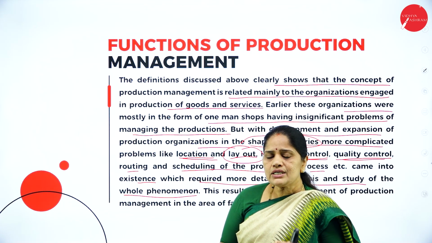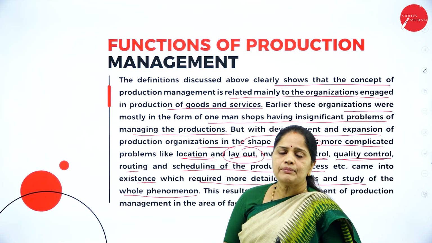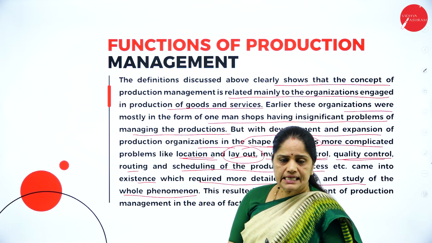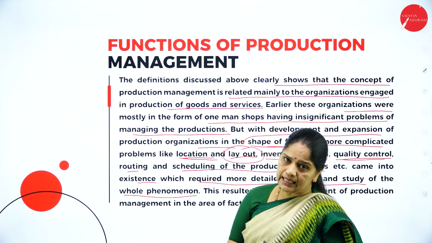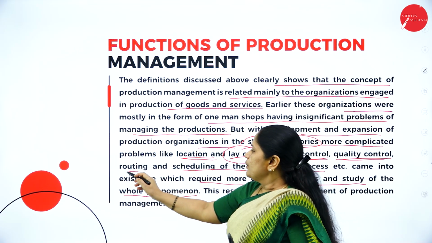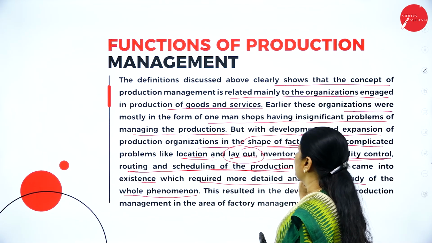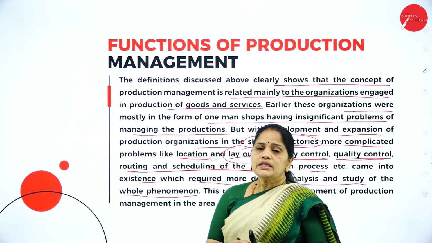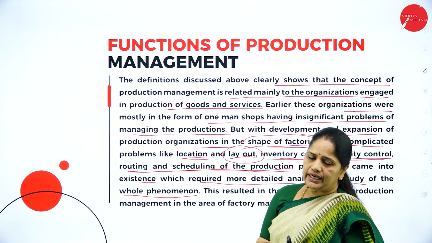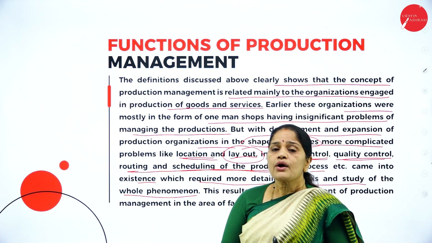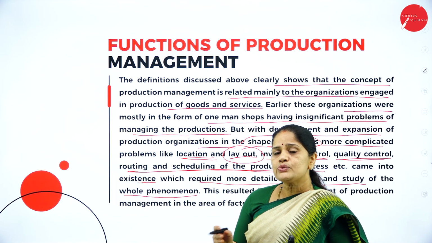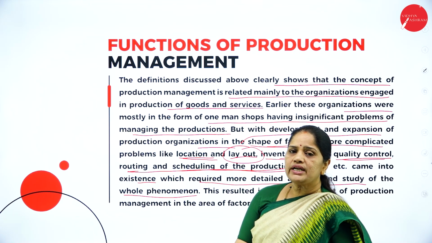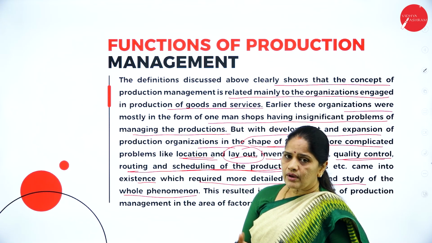So in order to see that you have a regular demand for your products, it is essential for you to see that you have quality control. Then routing and scheduling of the production process. Now, in this routing and scheduling of the production process, we have to ensure what is the route the raw materials will take and what is the schedule for each batch of production.